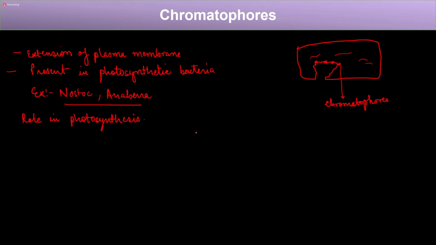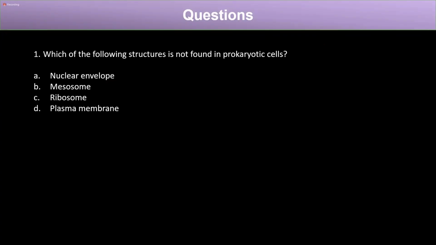What are the components of the cell envelope? So what does it contain? It consists of glycocalyx, cell wall, and plasma membrane. And then in the plasma membrane, we also studied the extensions of the plasma membrane, that is mesosomes and chromatophores. Now, we will discuss certain questions and then we will end this lecture.